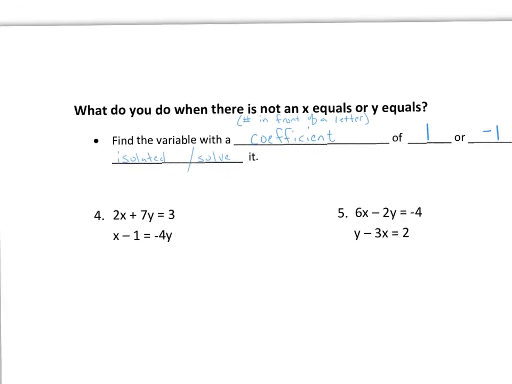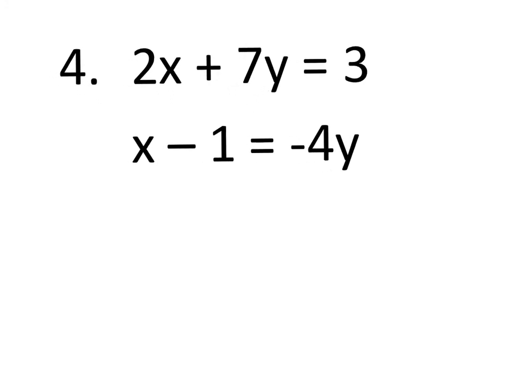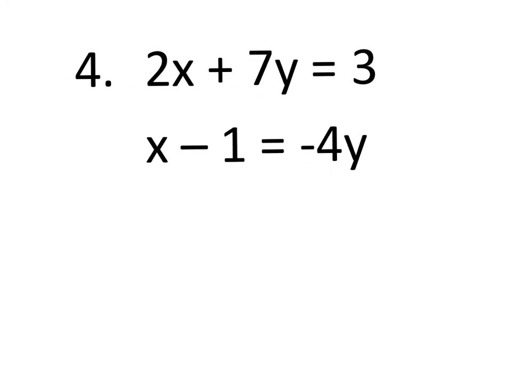All right, so now when I'm looking at number 4, my job is to look through and say, well, this x has got a 2 in front. This y's got a 7 in front. This x has a 1 in front, so there's kind of a good guy. And this y has a -4 in front. So the only one that has a coefficient of 1 is this guy right here. There's a 1 in front right here. We don't have to write it, but it's there.